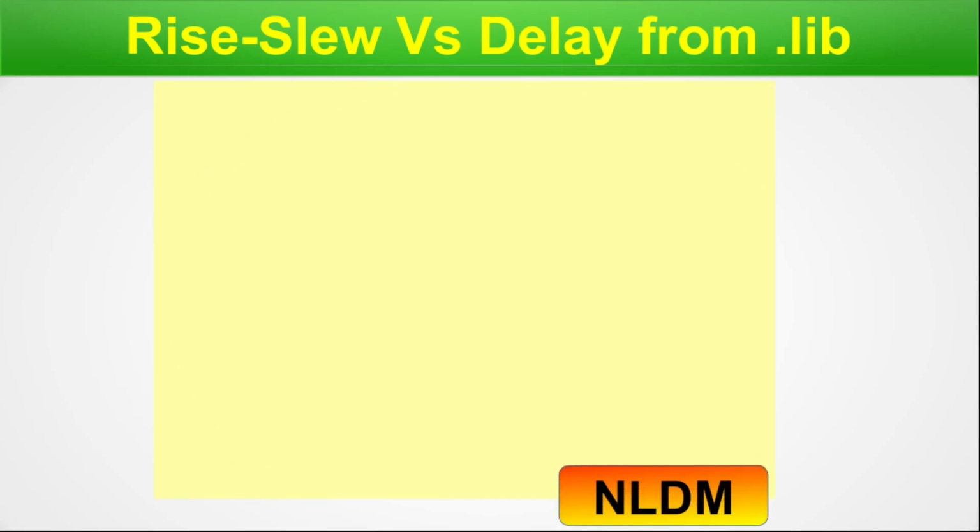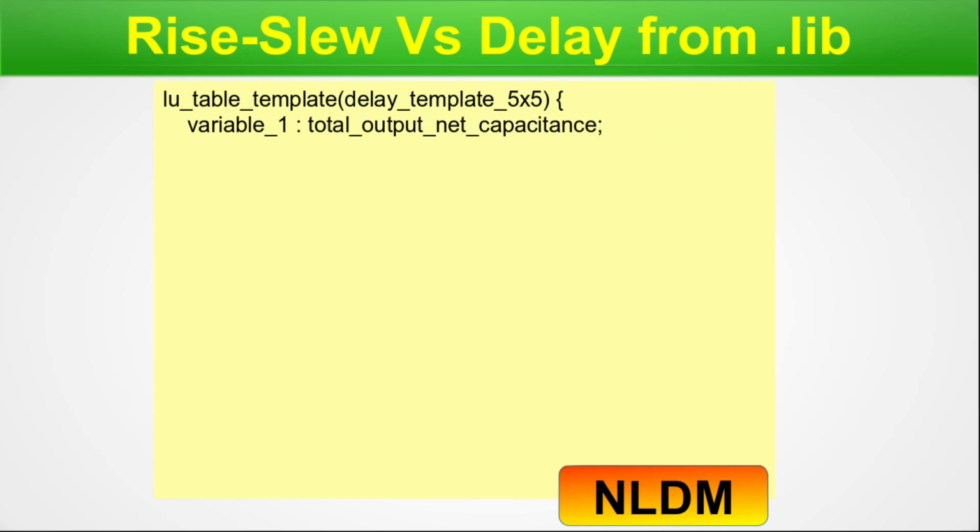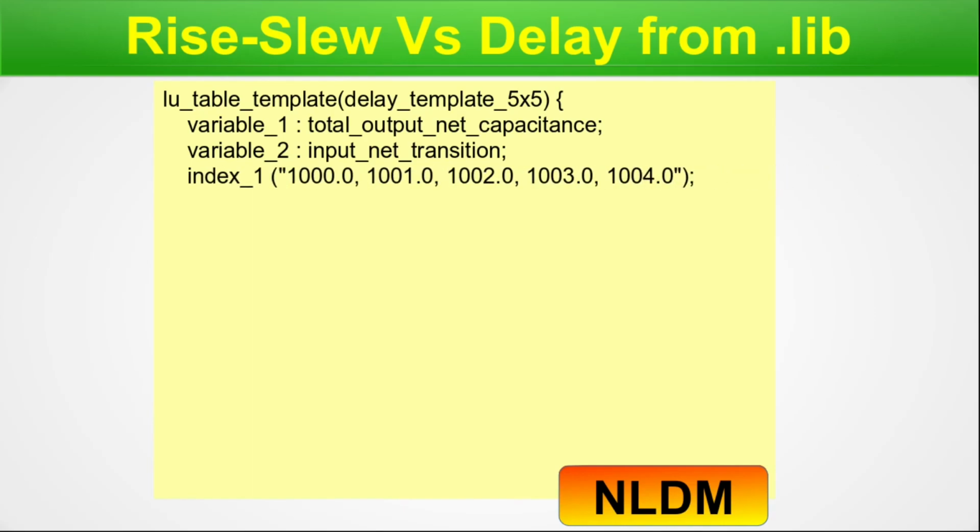Here we are using the NLDM model, so I have highlighted it. First there will be a template. Template means this is a kind of prototype where we define the shorthand of things. Variable 1 is total output net capacitance. Variable 2 is the input net transition. The first one is generally the row variable, and the second variable is the column variable. Now index 1, this is a 5 by 5, so we have defined 5 indexes here, and index 2 we have defined 5 indexes there, and we close the template.